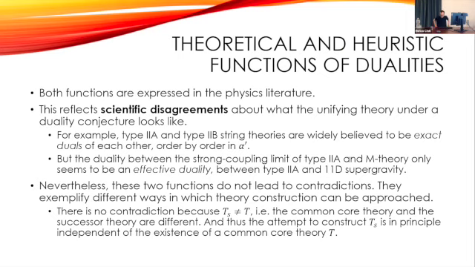Okay, now how does this appear in the physics literature? If you read the physics paper, what do they say? So both functions are expressed in the physics literature, and this distinction between heuristic and theoretical actually reflects a scientific disagreement about the unifying theory underlying a duality conjecture. For example, I already mentioned in T-duality, the conjecture is that there is an exact duality between type 2A and type 2B, at least at the perturbative level, so order by order in alpha prime.